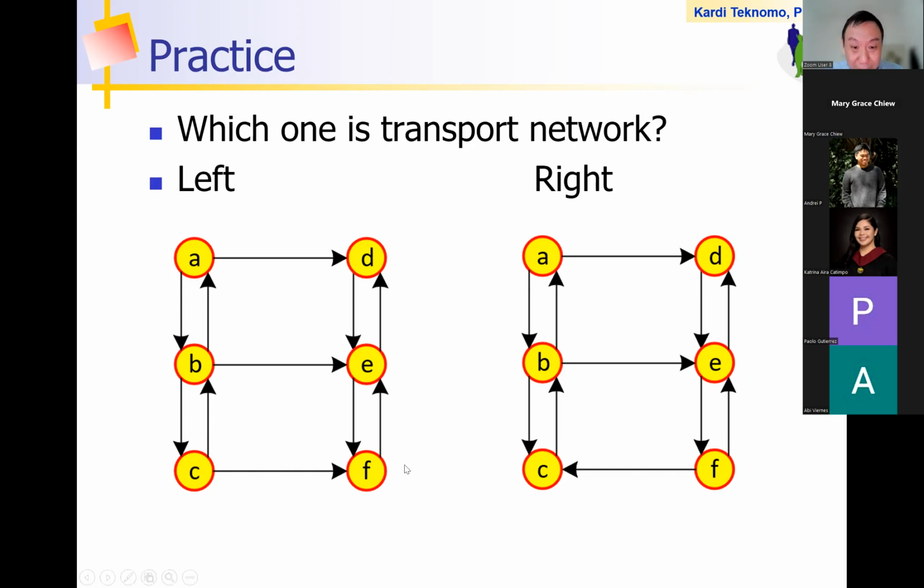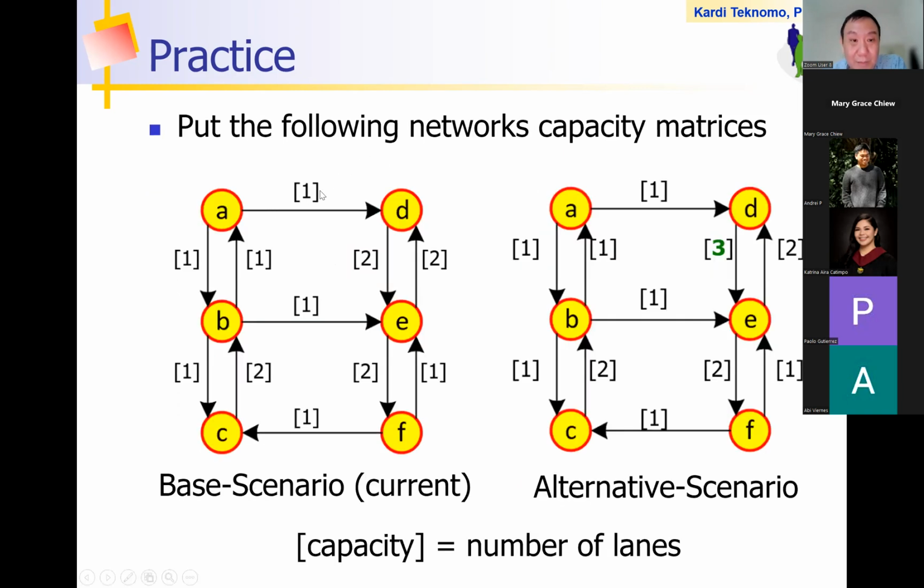So this is not. A transportation network means the network must be strongly connected, meaning from any node you can go to any other node and come back. Now let's go to the right network here. I put capacity as the number of lanes. So here, for example, A to D has only one lane, D to E has two lanes, E to D has two lanes, and so on. Let's say this is our base scenario, the current one.